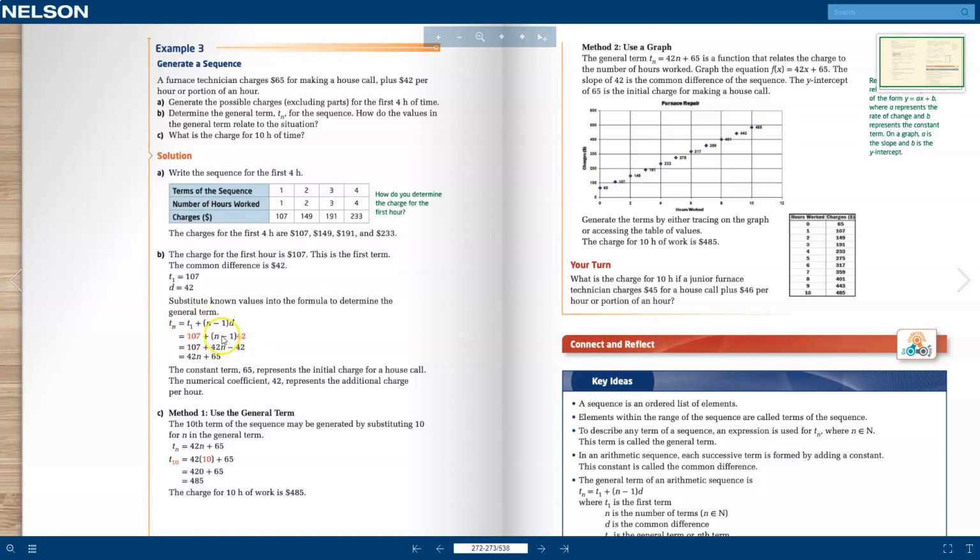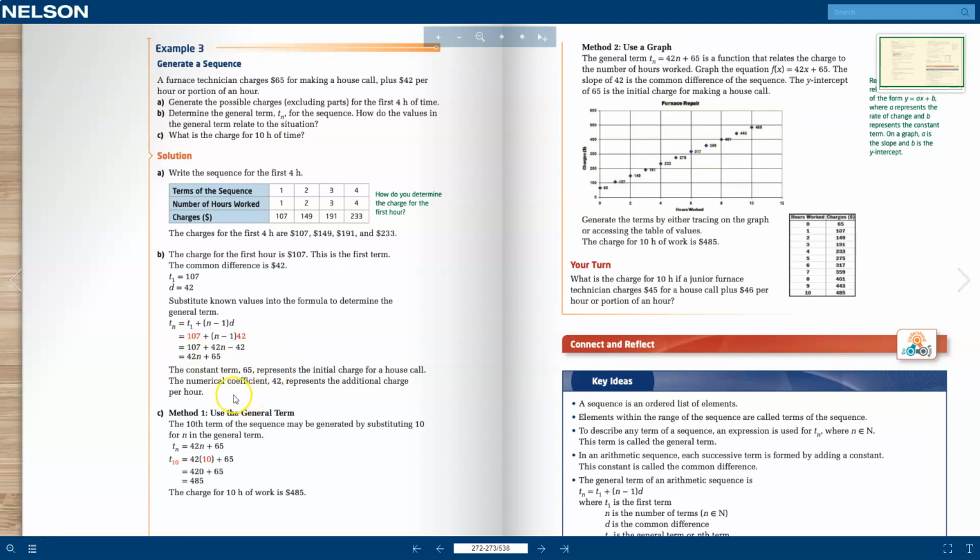So 42 times n, 42n, 42 times -1, -42, the 107 for the T1. Subtract -42 from 107, you get 65 and 42n. So Tn equals 42n plus 65. So now we have the equation, so we can figure out if you work 5 hours, how much does it cost? 6 hours, 7 hours, 20 hours, 100 hours. You just plug it in for the n, and you solve for Tn, right?